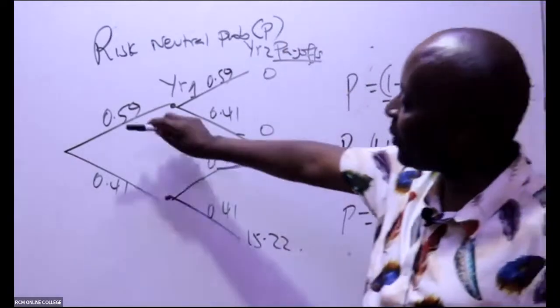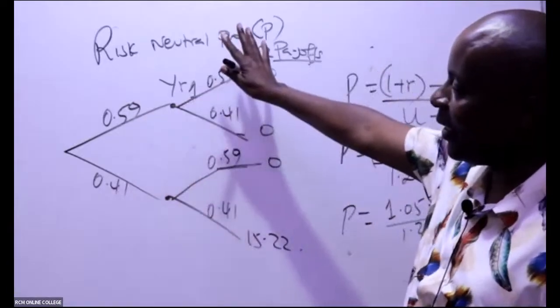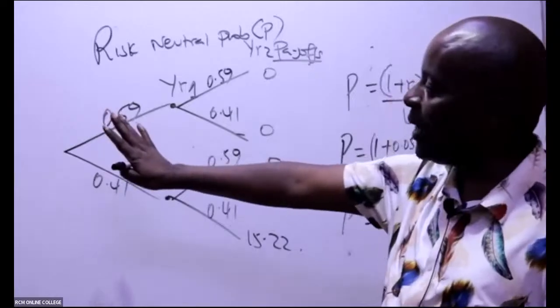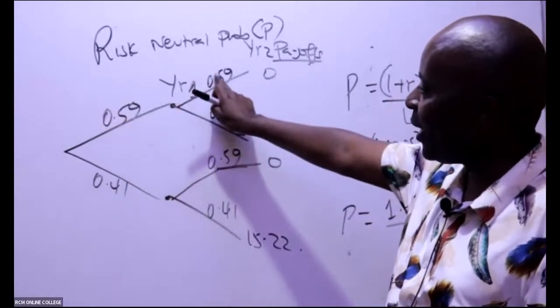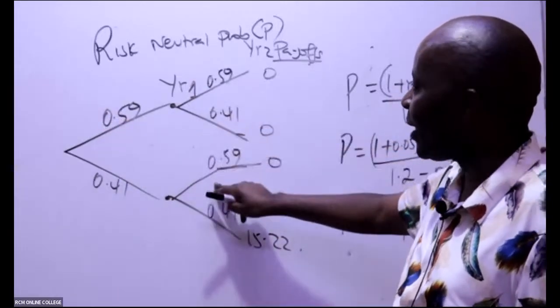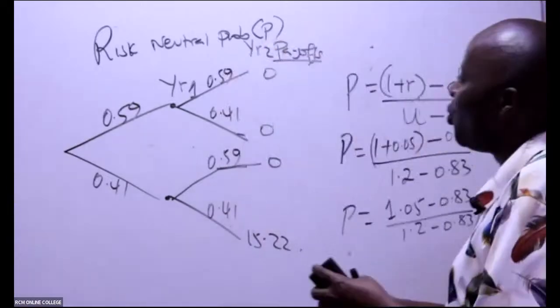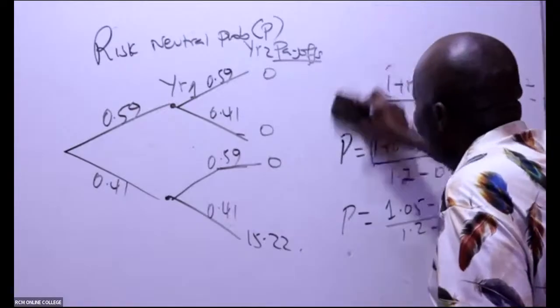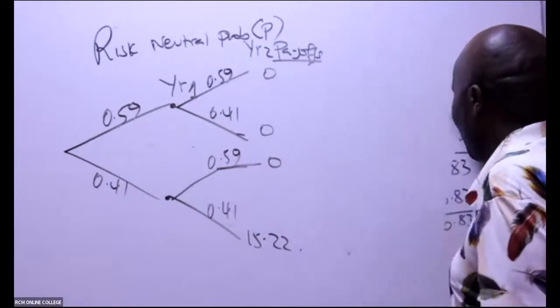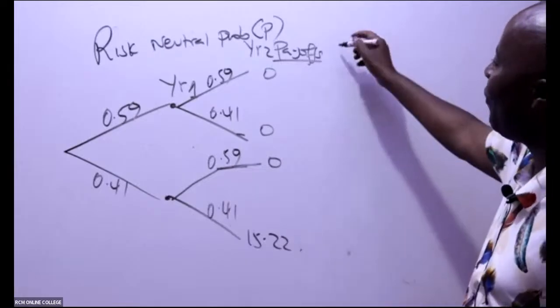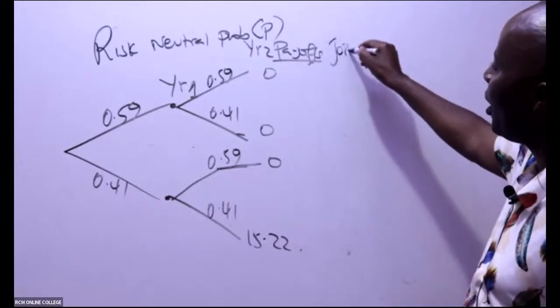Because once you get this 0.59 risk-neutral probability, automatically the other one will be complementary: 0.59 for the upper one, like that. So you have your payoffs. What you need to do is give us the joint probabilities, the JPs.